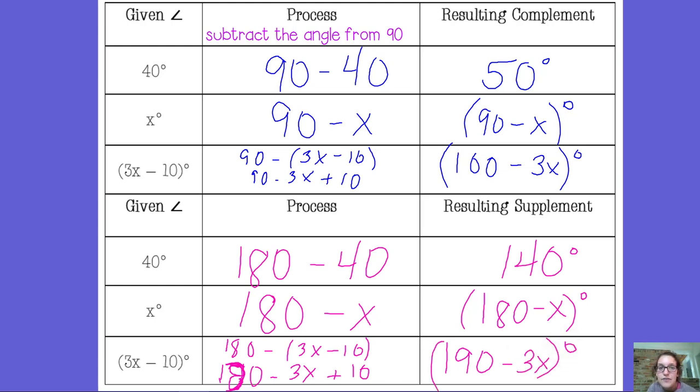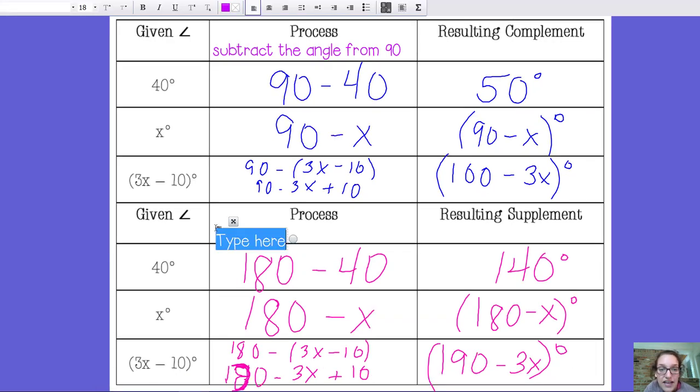In parentheses. So the big idea, if you're trying to find the supplement of an angle, you're going to subtract the angle from 180 to get its supplement.